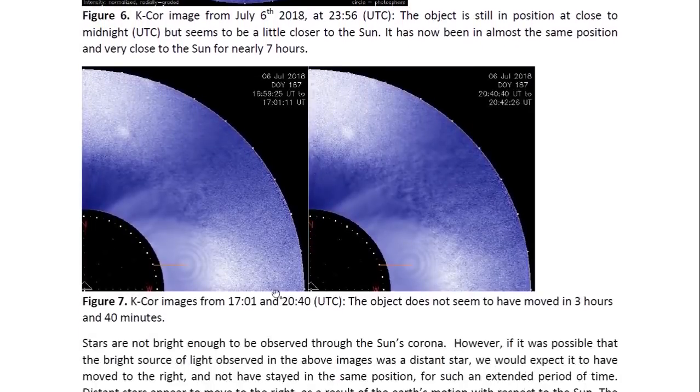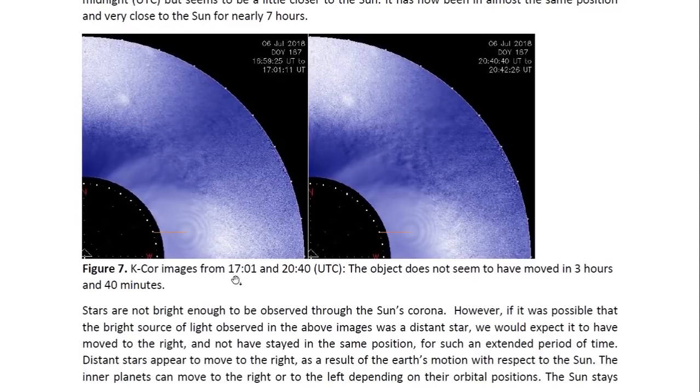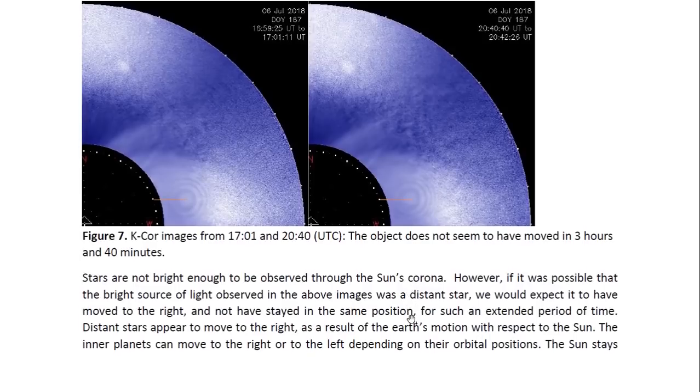And here I actually show the first two images, the 1701 and the 2040 images. And by drawing a red line across, you can see that the object hasn't really moved. It has stayed in the same position. Now, stars are not bright enough to be observed through the sun's corona. However, if it was possible that the bright source of light observed in the above images was a distant star, we would expect it to have moved to the right and not have stayed in the same position for such an extended period of time.